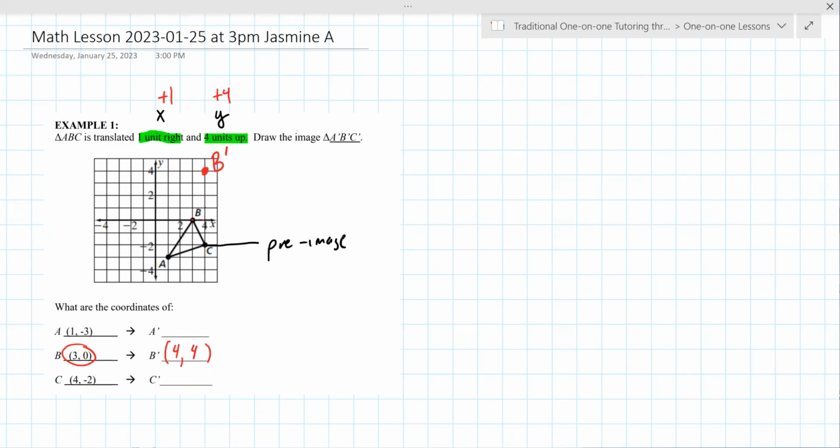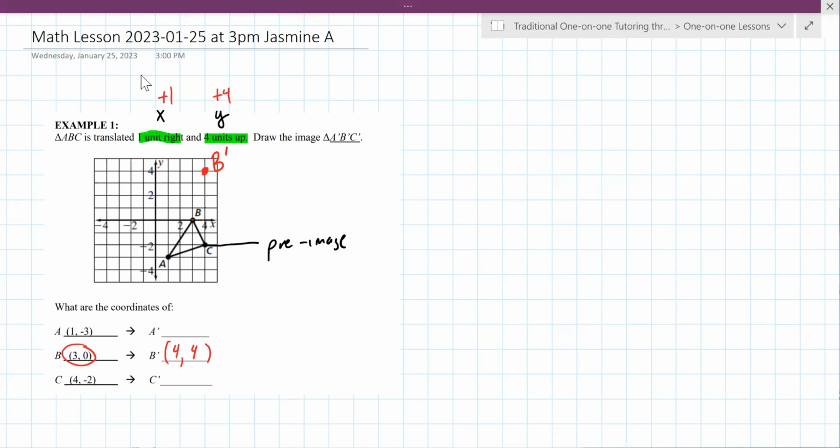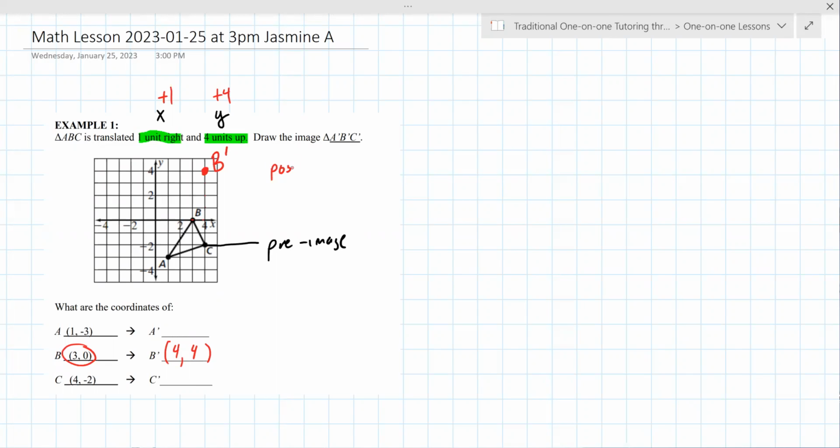Mm-hmm. And then let me just check and see if your notes actually talk about the transformed image. Graph the transformation? So they don't necessarily refer to the B prime, the red here, as the post image, but there's kind of pre and post, but it's the transformed one. And you just do this point by point.